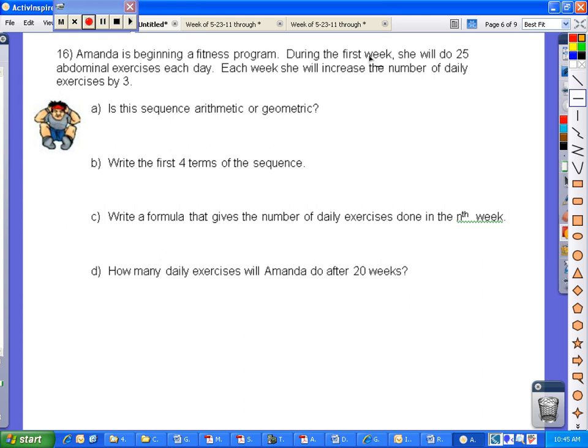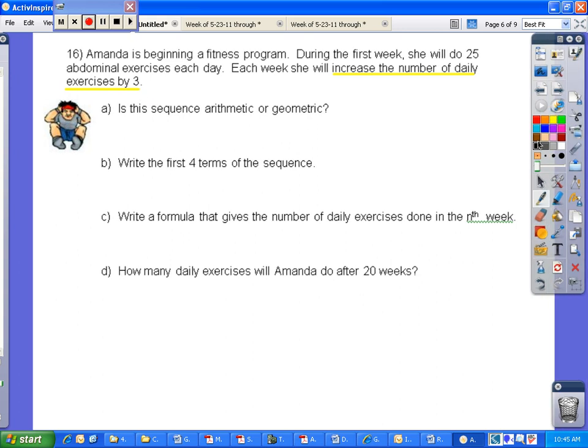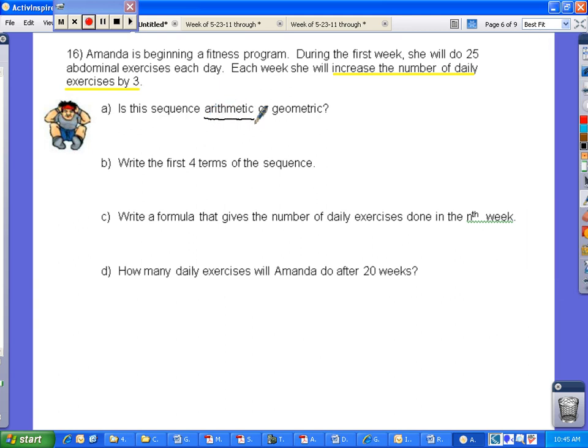So here it says during the first week she does 25 abdominal exercises. Each week she will increase the number of daily exercises by 3. So it doesn't give you a factor she's increasing it by, it gives you an actual number that she's increasing it by. So that's going to give you that it's definitely an arithmetic sequence.